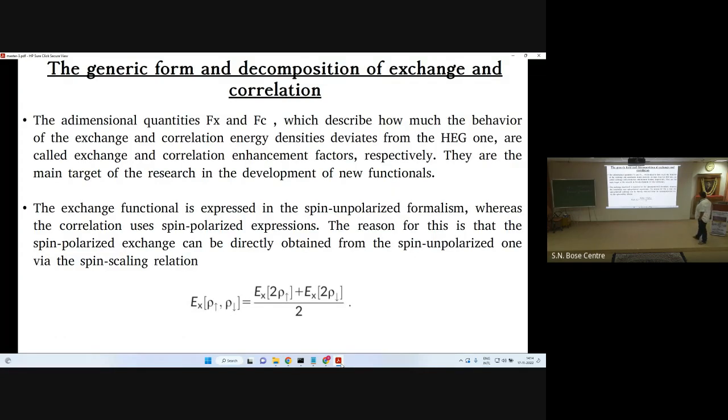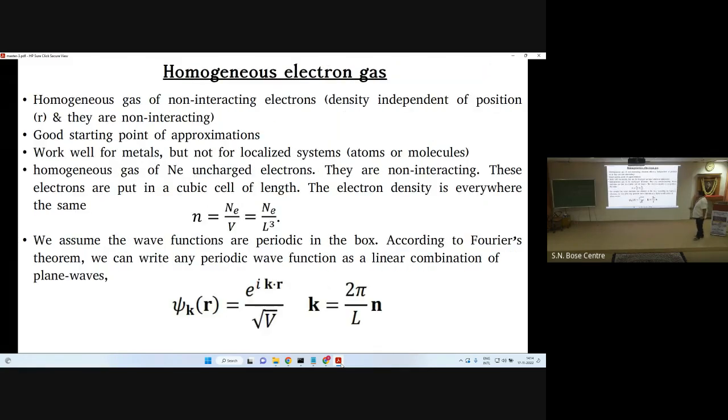Now, this enhancement factor is a dimensionless quantity. So when you target to construct a new functional, depending upon what kind of systems you want to investigate, these quantities need to be approximated for exchange. If you want to do a spin polarized calculation, you have to do the spin scaling like this. There is something called the scaling of these functions. Okay, so this is for LDA.